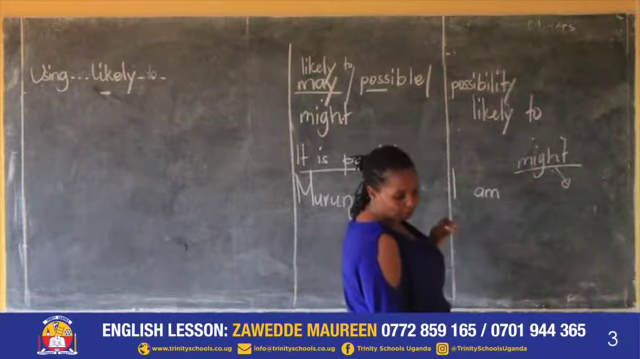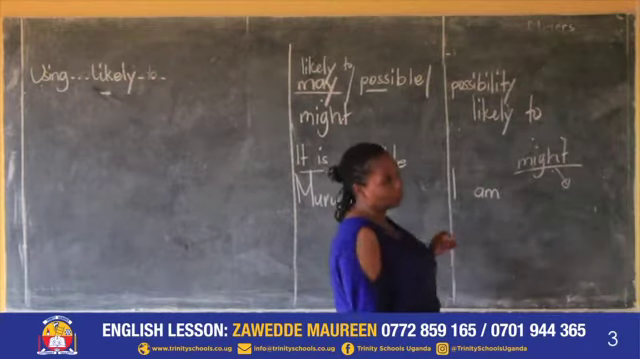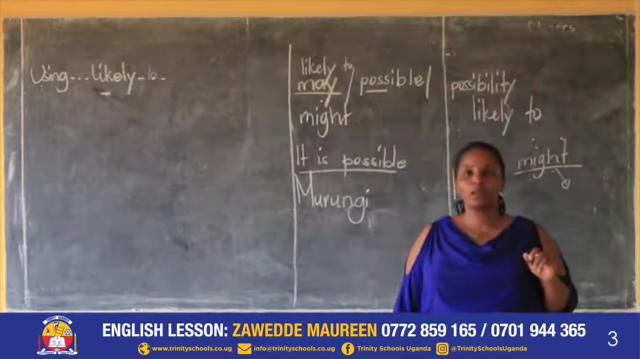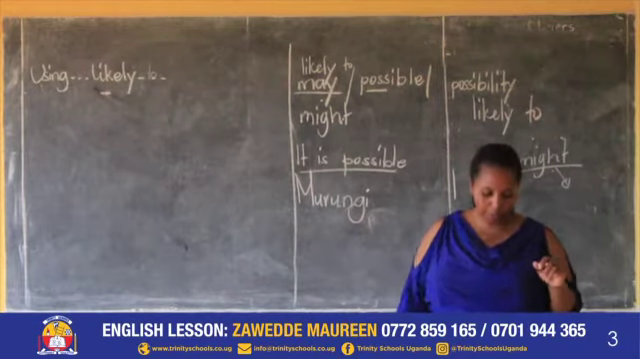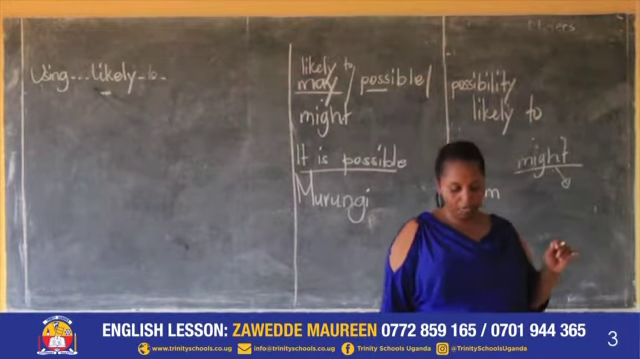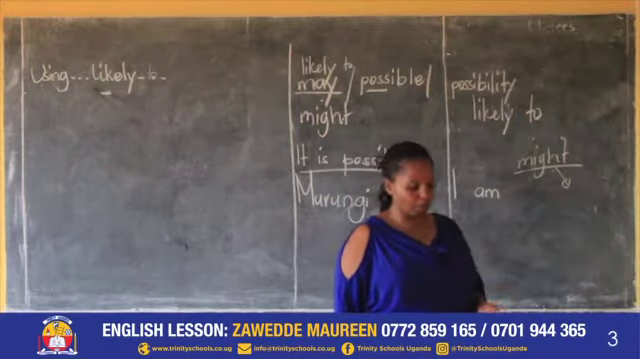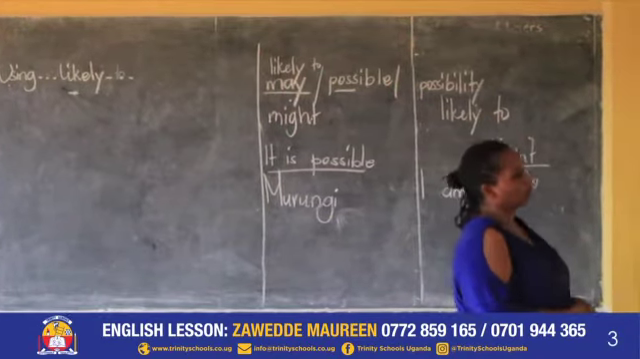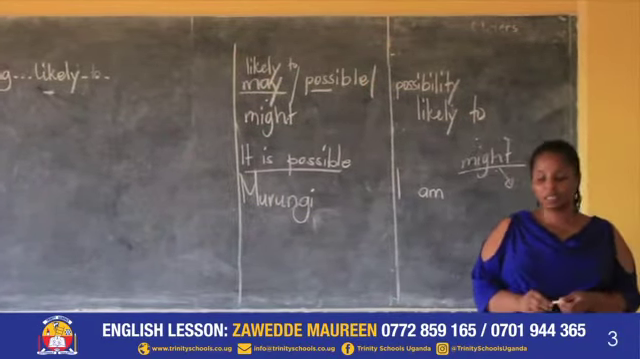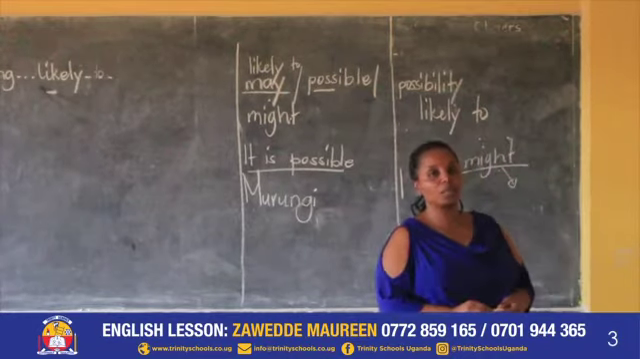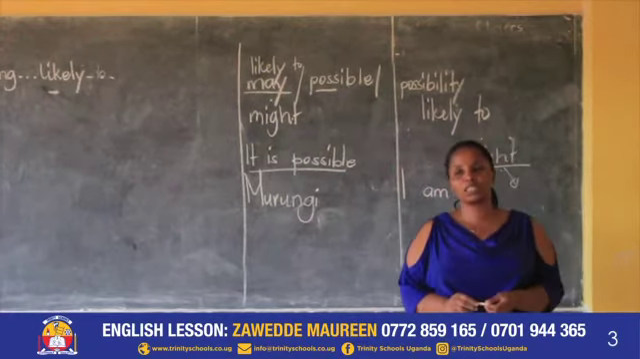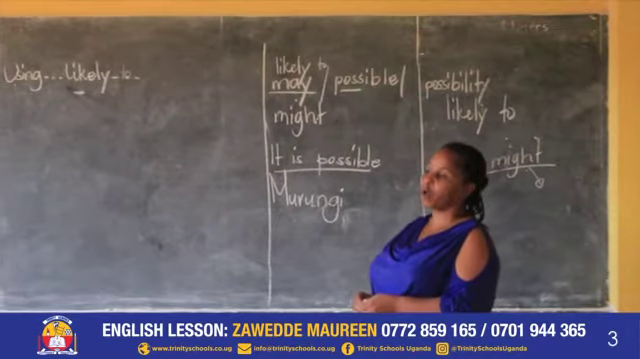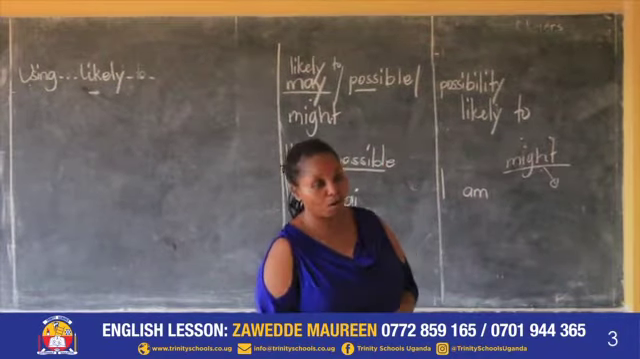Tanisha may receive a letter from her Dutch pen pal. And to use likely, we are going to say Tanisha is likely to receive a letter from her Dutch pen pal. If you got 6 out of 6, wonderful. If you got 5 out of 6, good. If you got 4 out of 6, you need to be more attentive.